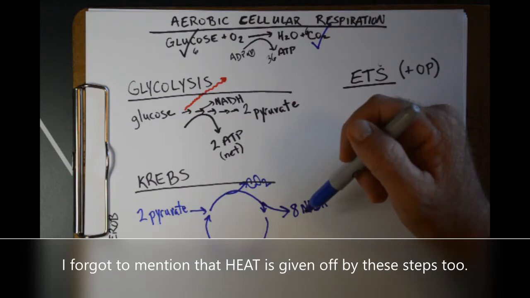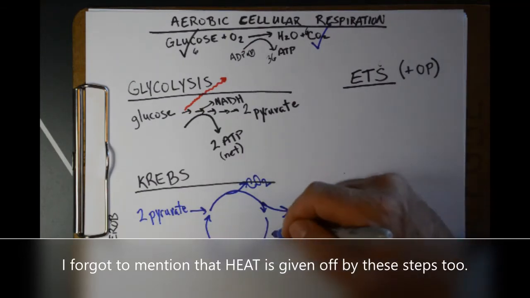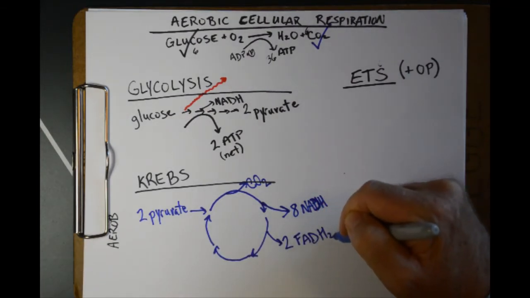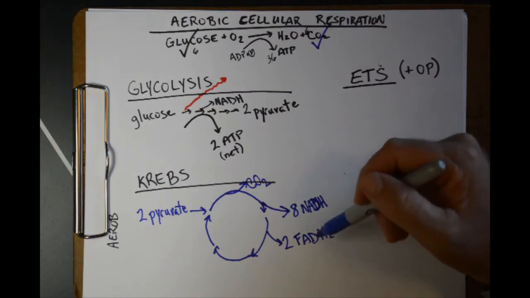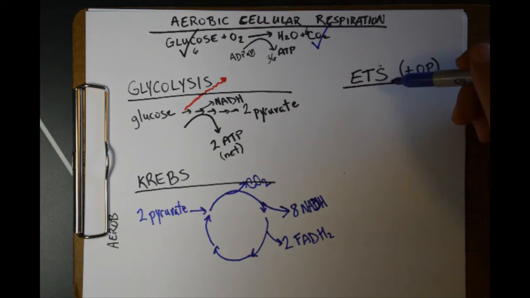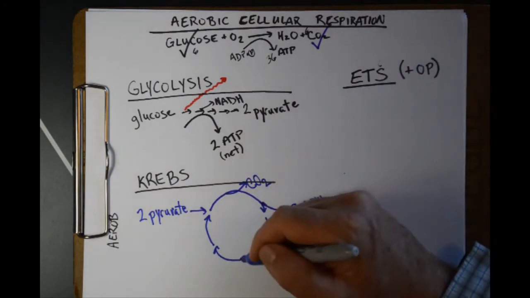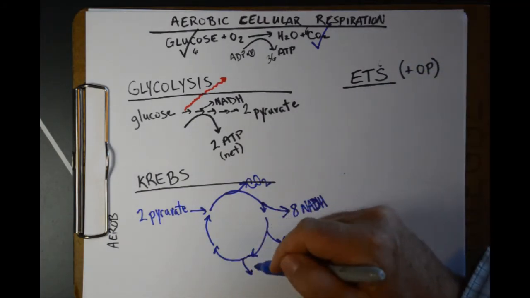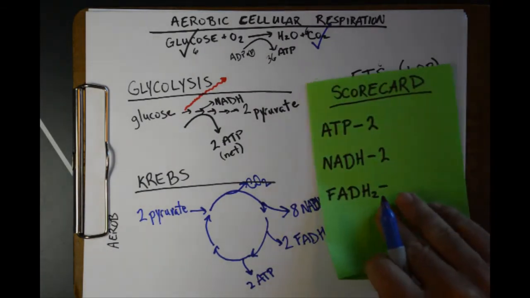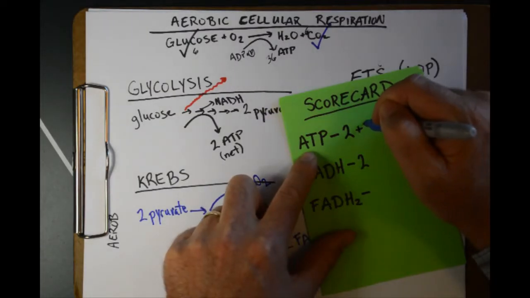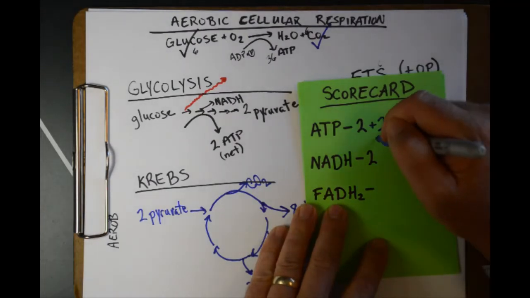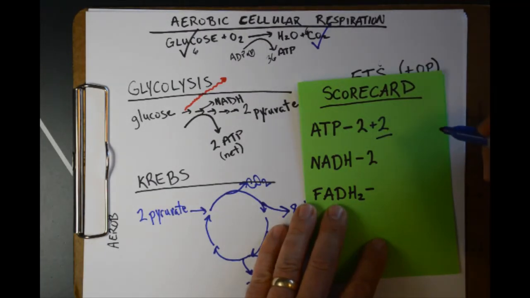So I got all those guys. I also have 2 FADH2 molecules. This is that foreign sounding stuff, right? These are just electron carriers, so they're carrying energy and they're going to carry it over here. And then I'm going to give off also 2 ATPs. So back to my scorecard, I'm up 2 more ATPs. Let me underline that since we can't see the difference.